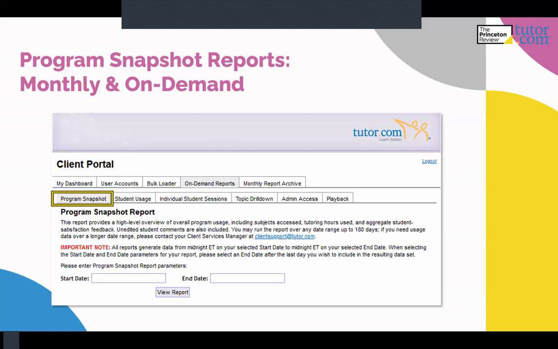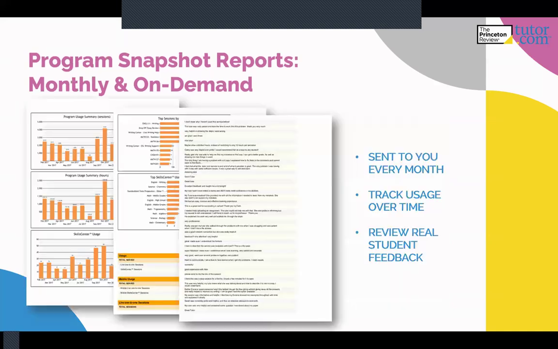To access the history of these reports, you can also click on the Monthly Report Archive tab found at the top of the screen. These program snapshot reports are a great way to stay on top of overall program usage. When you click into them, you will see something similar to this.